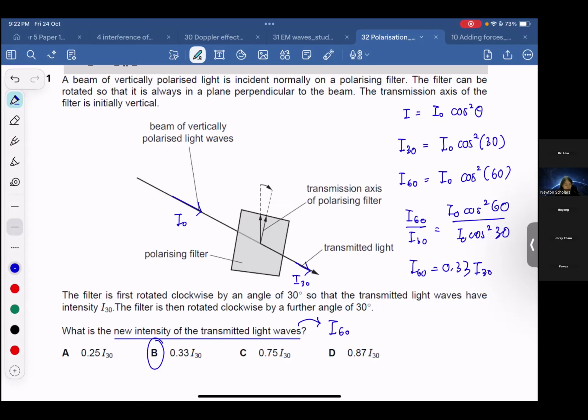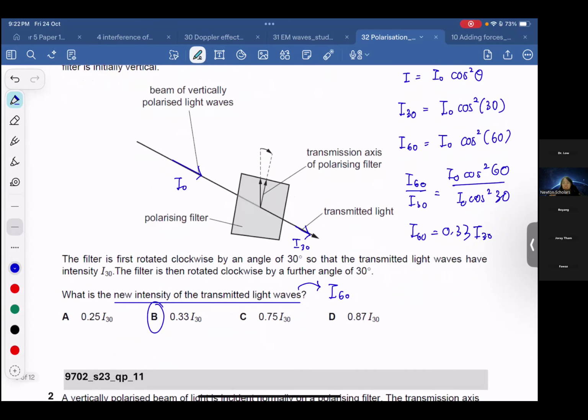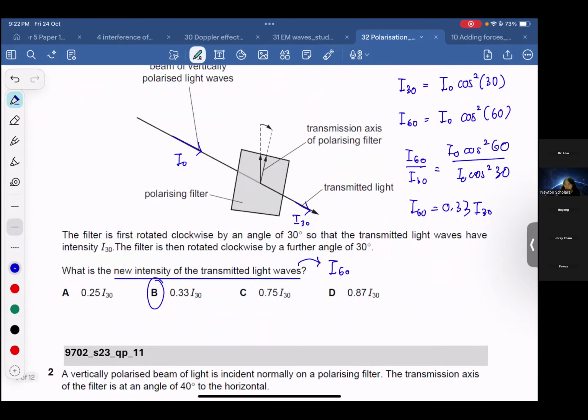Is it okay? Can we proceed to question number 2? This question they want to trick you. Second case is a further 30 degrees, but the angle we should use is 60. 30 then another 30, so actually for the second case it is 60.